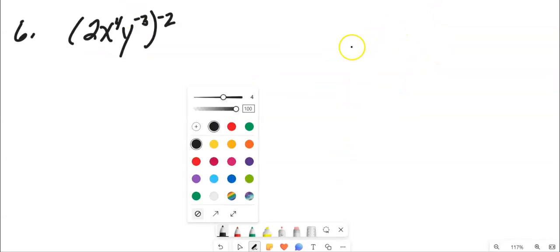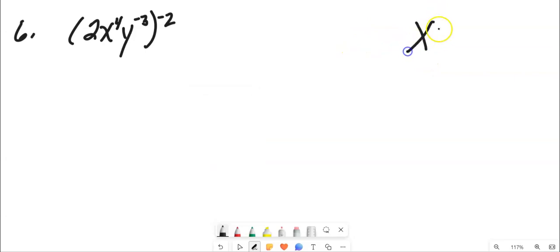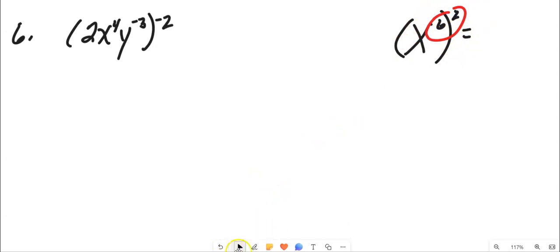Okay, number 6. Now this is the same thing as if we have x to the 6th power raised to a power, we're supposed to take those 2 powers and multiply them. So this answer here would be x raised to the 12th power. Okay, so let's go over here and apply that rule.